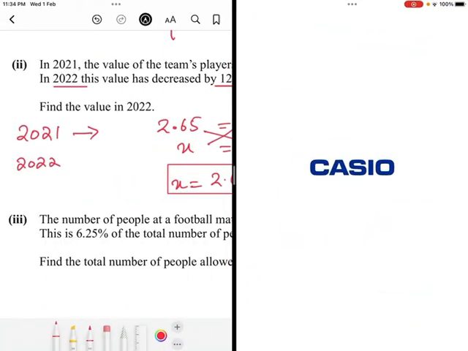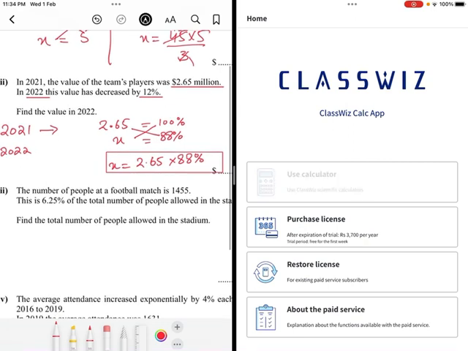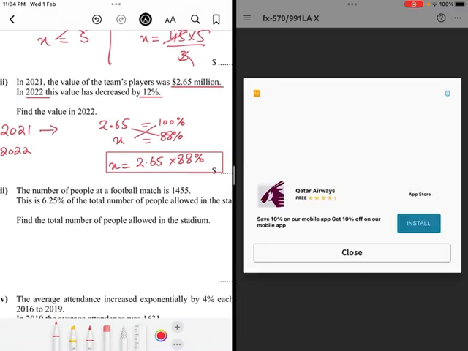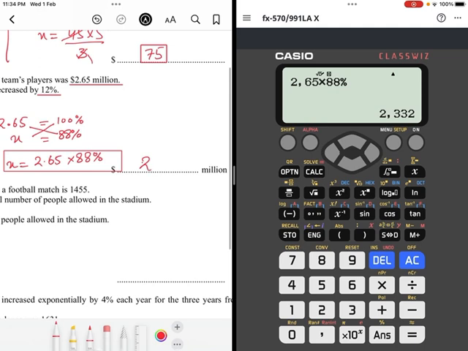And for example, if I have a calculator here, I'll try my best to show it on my screen. You can see that I will put the same thing in the calculator. Okay, now it's ready. So 2.65 times 88%. So shift and then the percentage button. In your calculator it might be on the bracket as well. So it would be 2.332. So it is 2.332 million in the answer line.